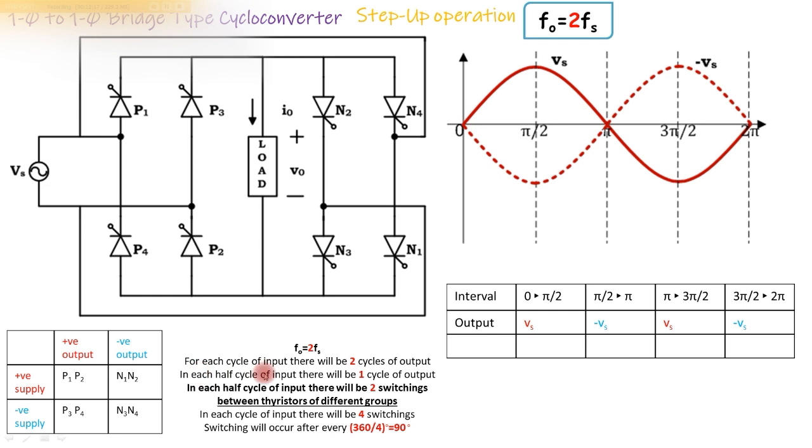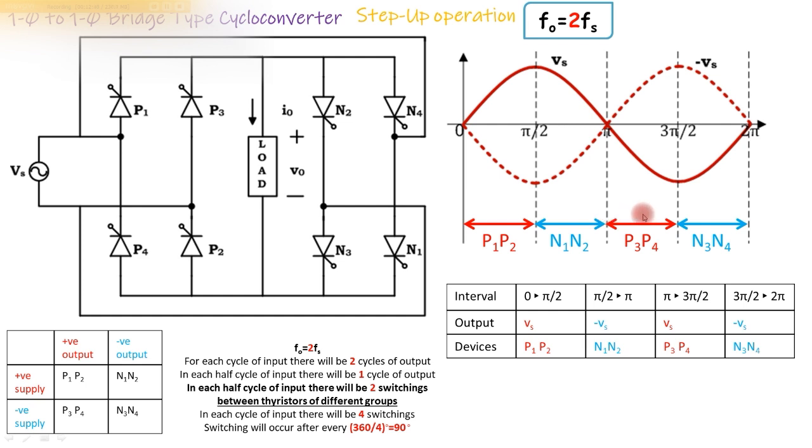In a similar manner, we can have the firing sequence like this. In the first interval 0 to pi by 2 radian, P1 and P2 to obtain positive output. Then N1 and N2 in the next 90 degrees to obtain negative output, that is from pi by 2 to pi radians. In the third interval, that is from pi to 3 pi by 2 or 180 degrees to 270 degrees, we have to again obtain positive output. Therefore P3 and P4 are fired, and in the last interval N3 and N4 are fired.